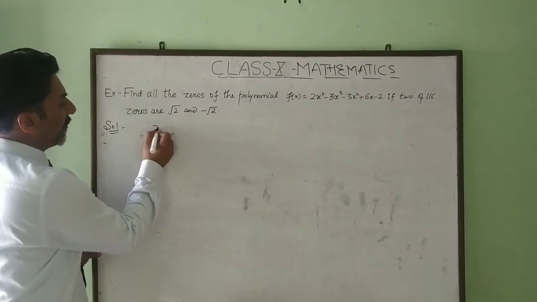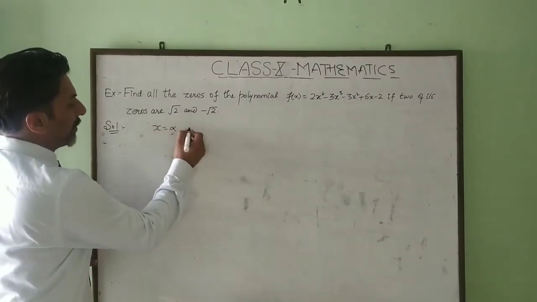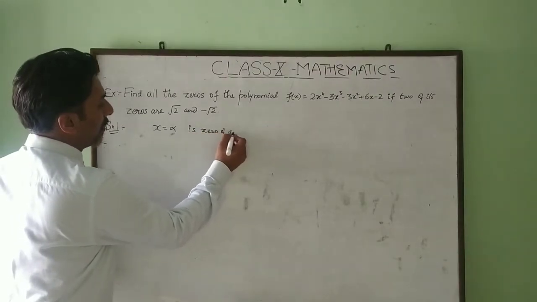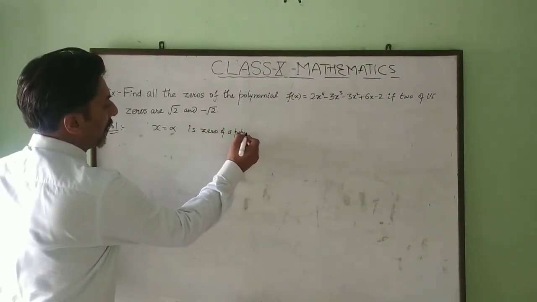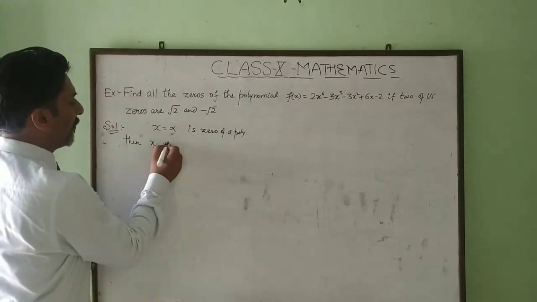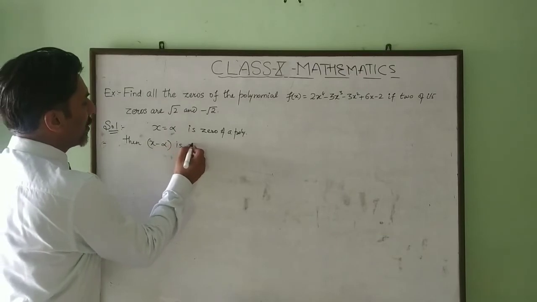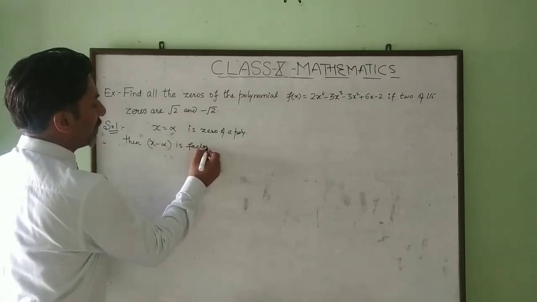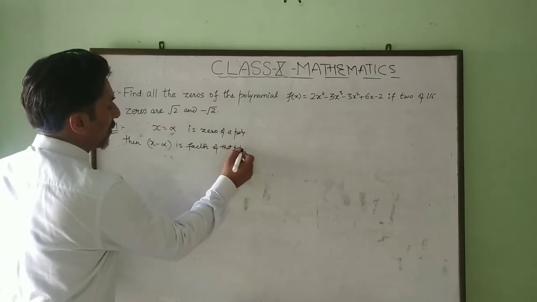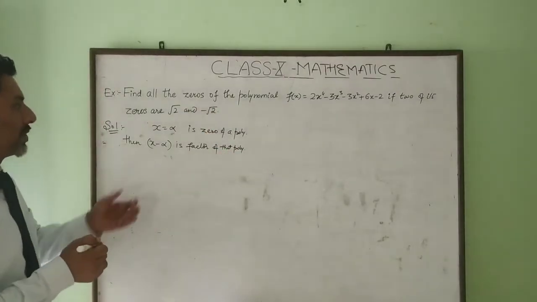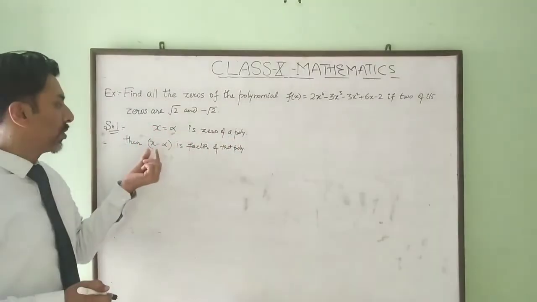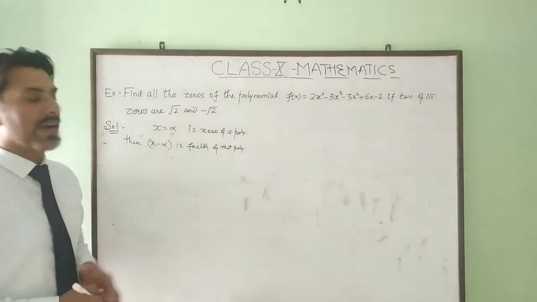We say that if x is equal to alpha is a zero of a polynomial, then x minus alpha is a factor of that polynomial. अगर x is equals to alpha हमारे किसी पॉलिनोमियल का 0 है, तो x माइनस अल्फा उसका एक फैक्टर होगा.